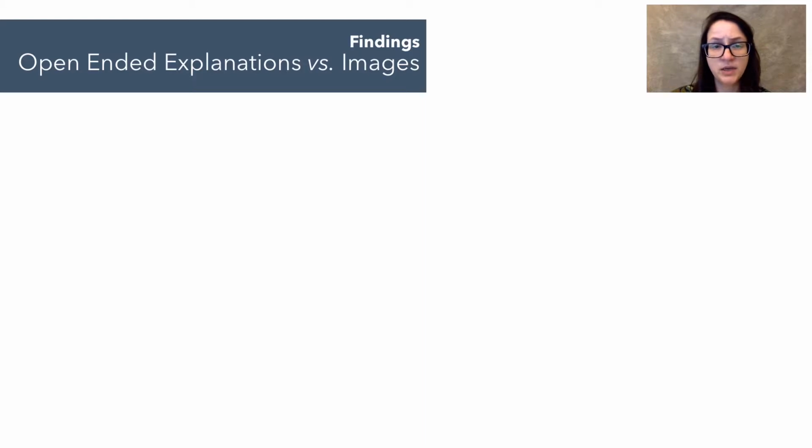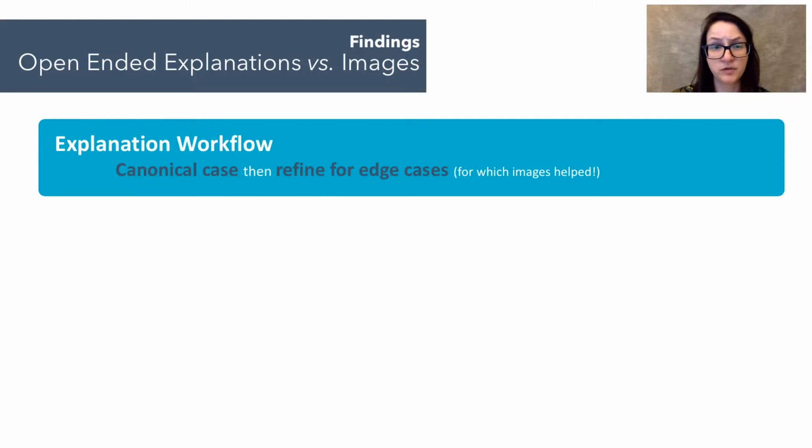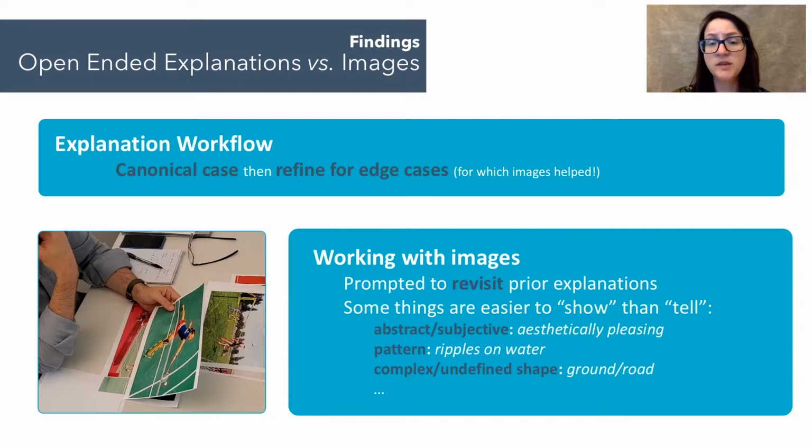To start, we found that explanation workflows were pretty consistent across participants. They generally started their explanations covering the general case and then expanded it to cover edge cases. But then, working with images was really helpful to recall these edge cases and contextualize descriptions, particularly so for concepts that are hard to explain, such as aesthetically pleasing or the notion of round.